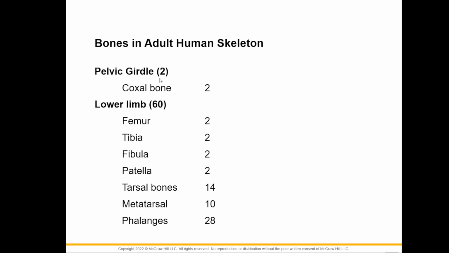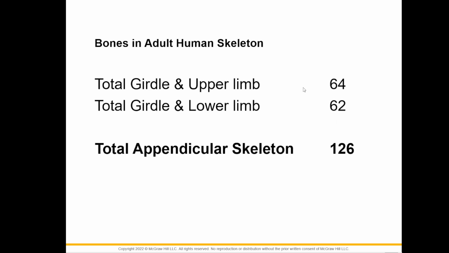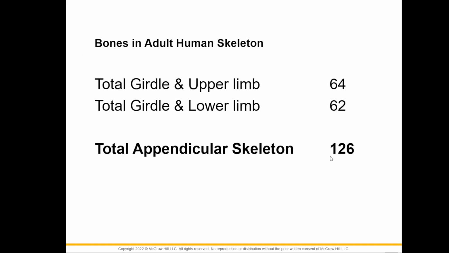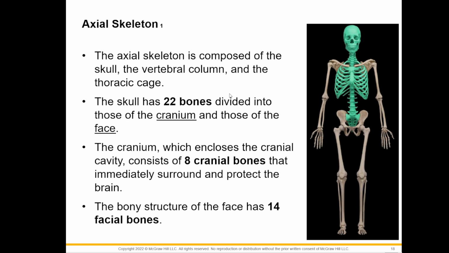The pelvic girdle is composed of 2 bones, 1 on the left, 1 on the right, and then 60 bones as well on the lower limb. 2 femurs, 2 tibias, 2 fibulas, 2 patellas, 14 tarsal bones or 7 on each side, 5 metatarsals on each side for a total of 10, and again 14 toe bones on each foot. So the upper limb is 64, the lower limb is 62, for a total of 126 in the appendicular skeleton. So 126 plus 80 is a total of 206 bones.